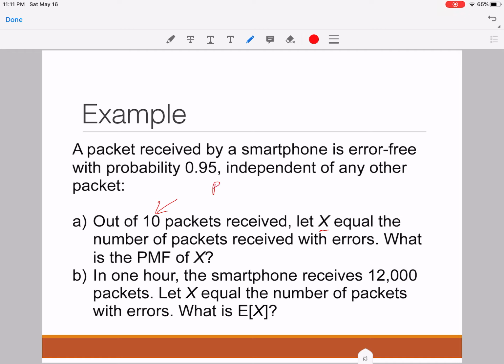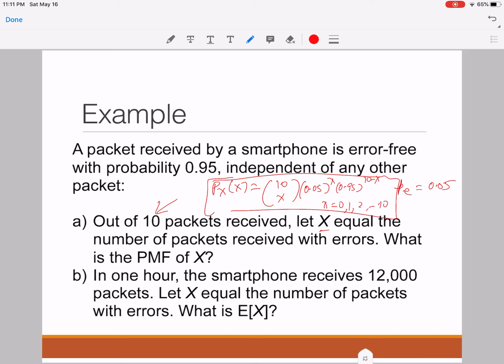So the PMF of x will be 10 choose x times 0.05 to the x times 0.95 to the 10 minus x, where 0.95 is the probability of being error-free. So the probability of error is equal to 0.05, and x can be 0, 1, 2, and so on until 10. So that's the PMF of x.